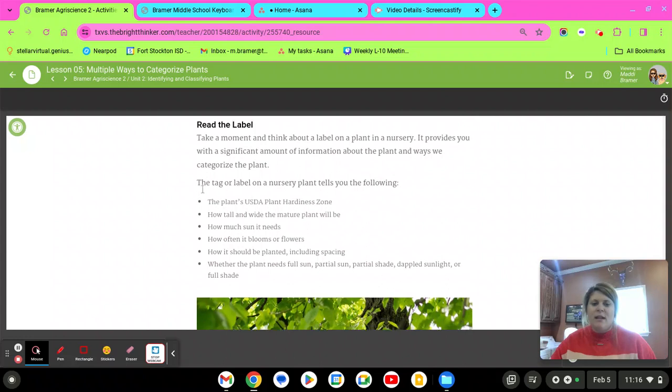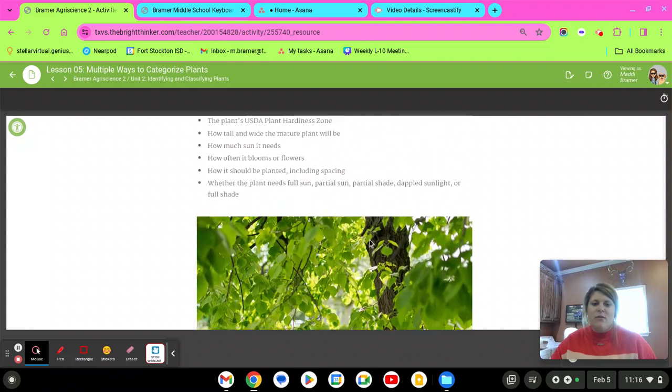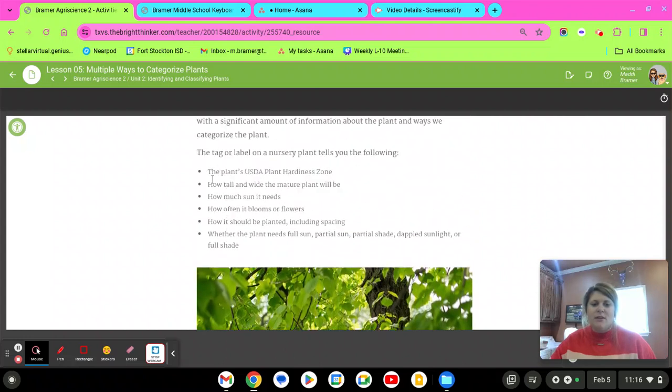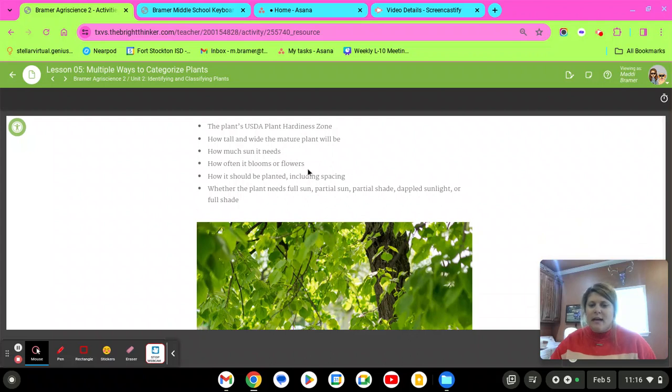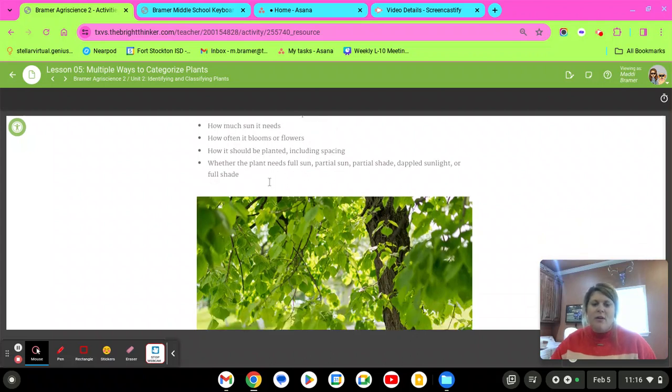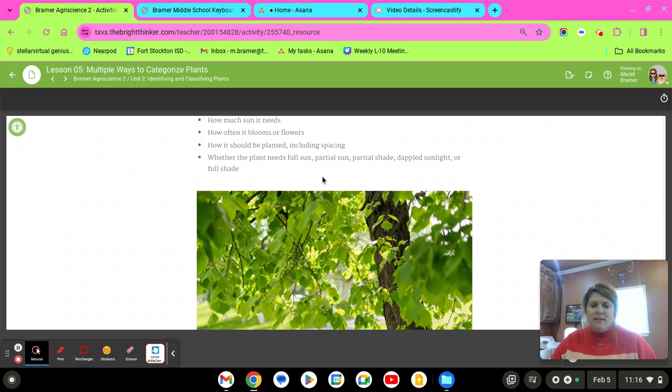Make sure you read the labels to know what to do with your plants. A label is going to tell you all of these important things. The hardiness zone, remember, that's where it grows the best. So if it's for way South Texas and you are in the Panhandle, probably not the best plant for you. How tall and wide the plant will be when it gets older, so you know where to plant it. How much sun it needs, like partial, full, or none. How often it blooms or flowers, whether it's annual, perennial, or biennial. How to plant it, and whether the plant needs sunlight, which we just said.